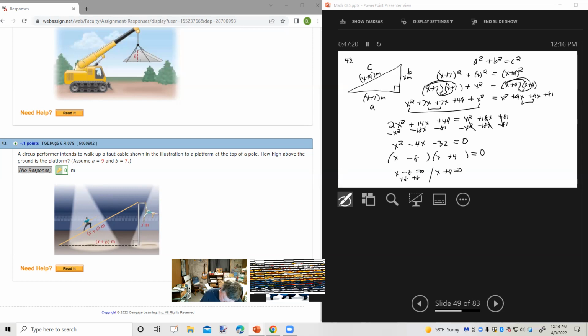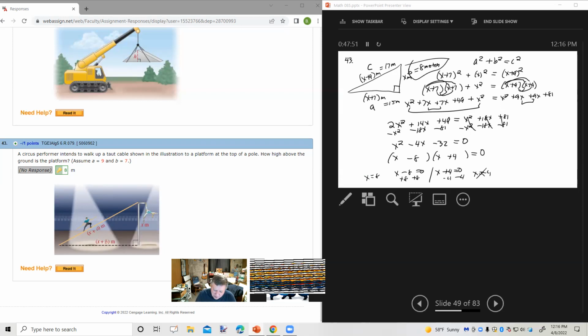Add 8 to both sides, x equals 8. Subtract 4 from both sides, x equals -4. It's got to be a positive distance. So this is going to be 8 meters. And this would be 15 meters. And this would be 17 meters. But they just want to know the height of the platform. So that would be 8 meters.